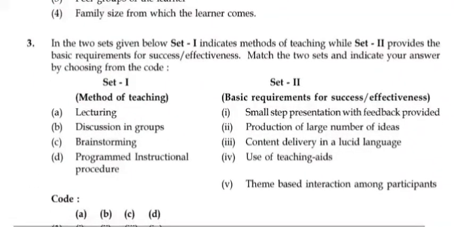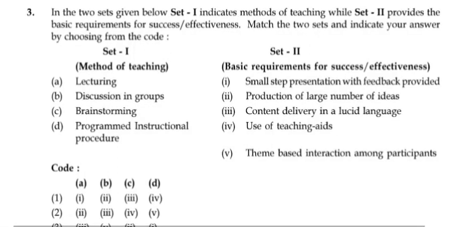Number 3, in the two sets given below, set 1 indicates methods of teaching, while set 2 provides the basic requirements for success or effectiveness. Now match the two sets and indicate your answer by choosing from the code. In set 1 we have methods of teaching. In set 2 we have basic requirements for success or effectiveness.